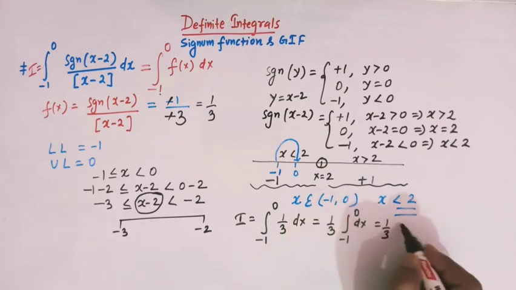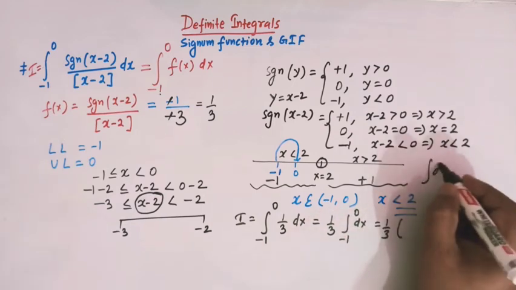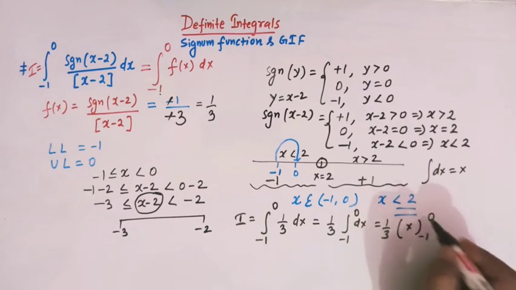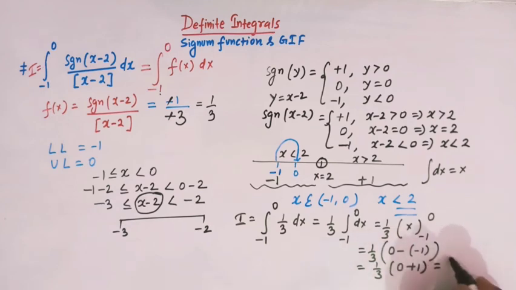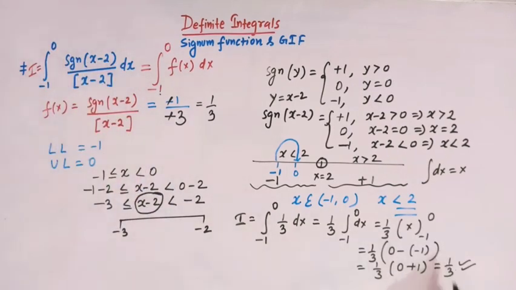This is 1 over 3, and the integral of dx is x, with limits minus 1 to 0. So we have 1 over 3 times 0 minus minus 1, which is 1 over 3 times 0 plus 1, and this is 1 over 3. So viewers, the value of this integral is 1 over 3. This is how we solve this problem.